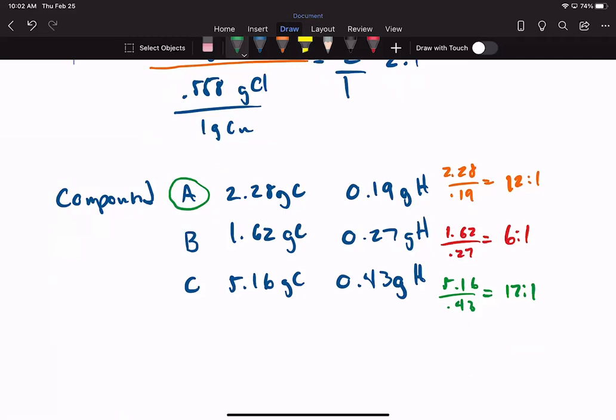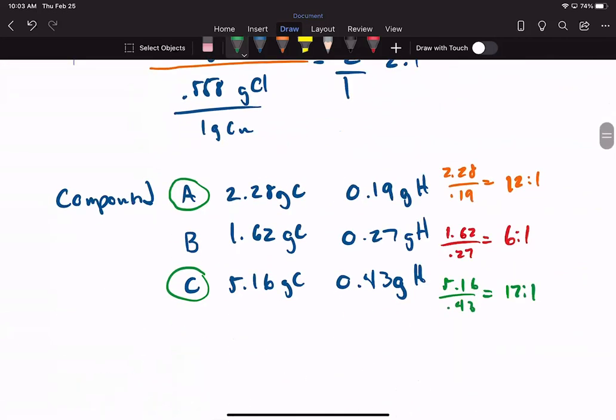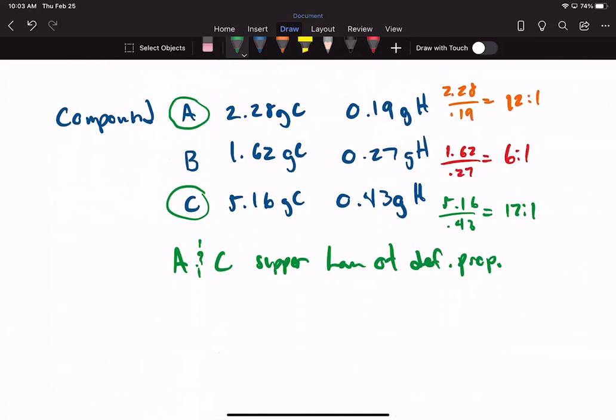So we can actually say that compound A and compound C are both a 12-to-1 ratio of carbon and hydrogen, that this is the same compound, whatever this compound is. They both have a 12-to-1 ratio, and it doesn't really matter how much of it I had. So this supports the law of definite proportions, that these pure compounds contain the same elements in the same proportion by mass. They both come out to this 12-to-1 ratio. So we can say A and C support the law of definite proportions.